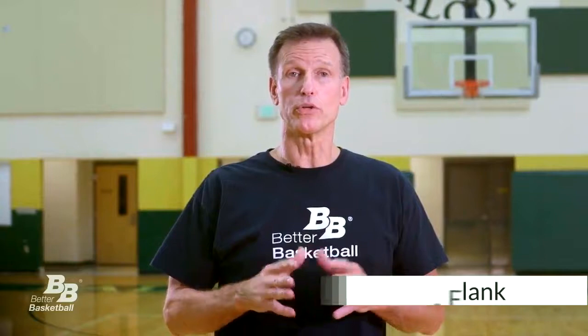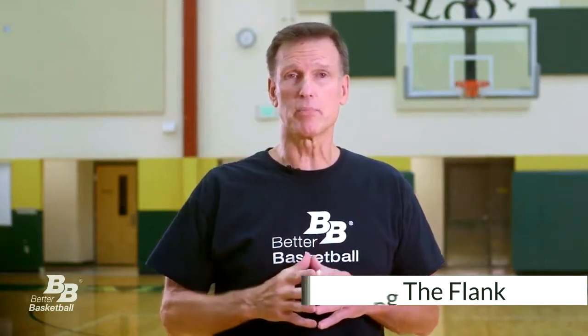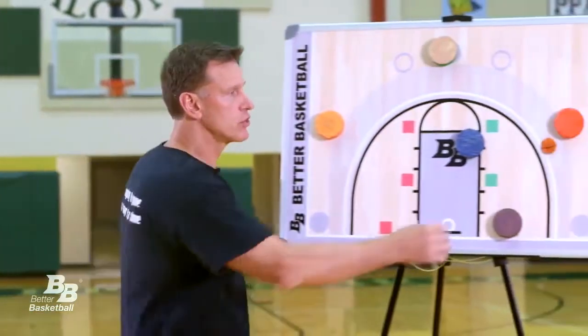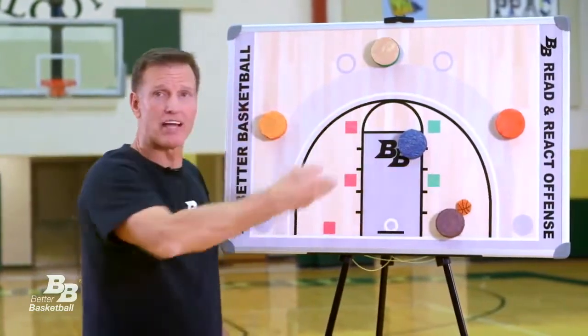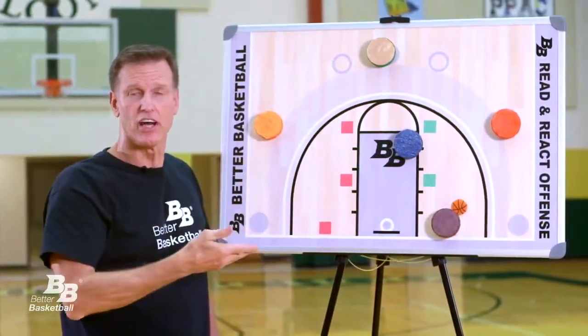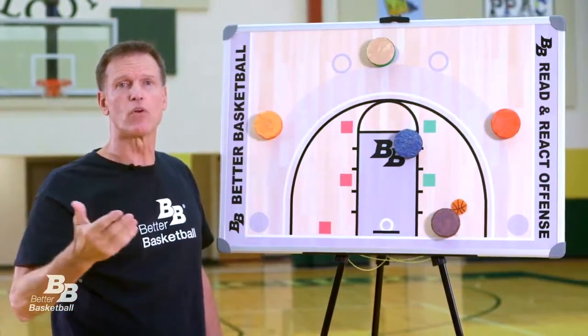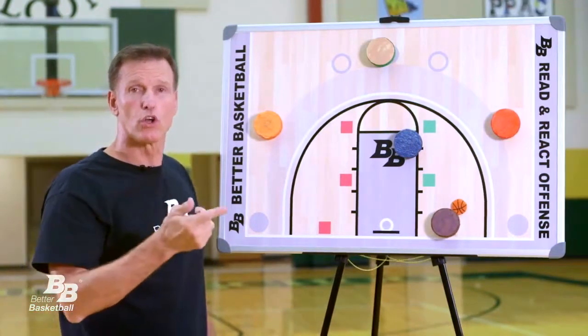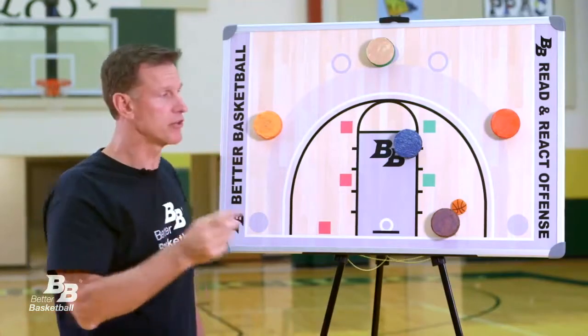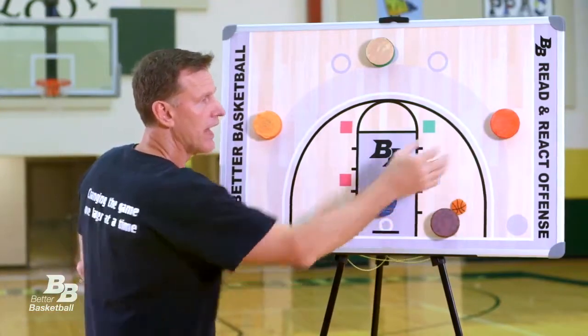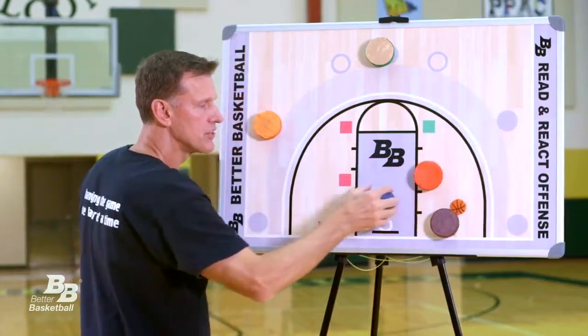Passing to the short corner is something we learned in the second layer of the Read and React. The short corner of the flank is one of many spots that players can post. In the second layer, if you feed the short corner, the passer cuts. It's a Laker cut. The only tweak to this action against the zone is that we want the player in the short corner to look for the player in the nail first and the Laker cutter second.